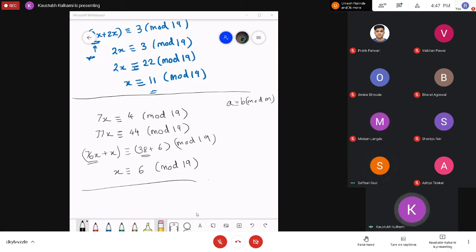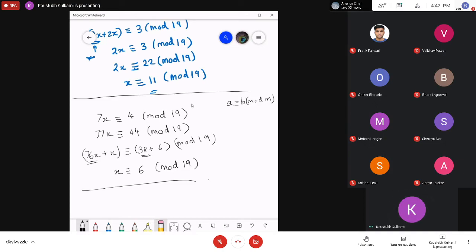Sorry, I lost my internet connection. Can you repeat after the 44 part, how we got 38 plus 6? That is by observation. 19 is our modulus. Before solving 7x is congruent to 4 mod 19, we first have to solve 7x is congruent to 1 mod 19. That is, we must know the inverse of 7.